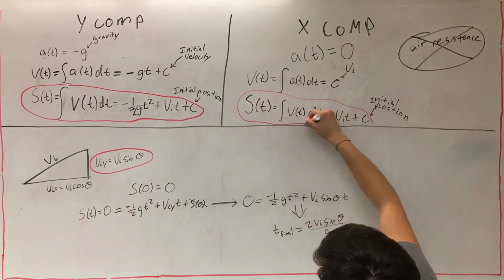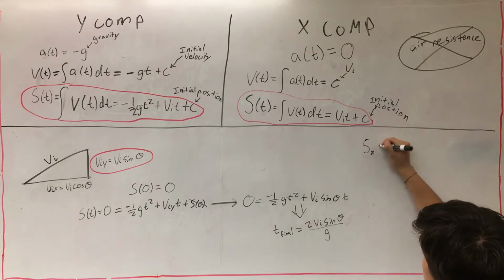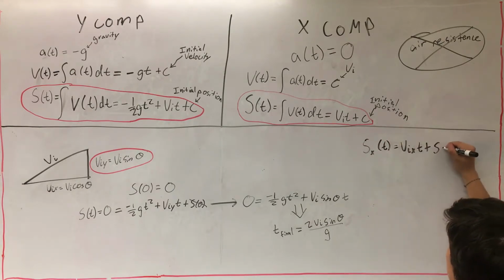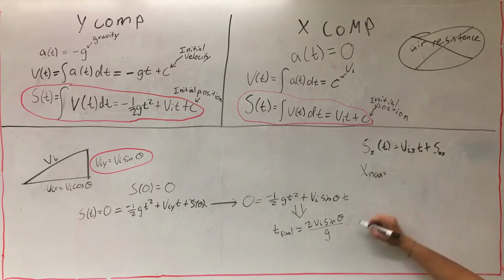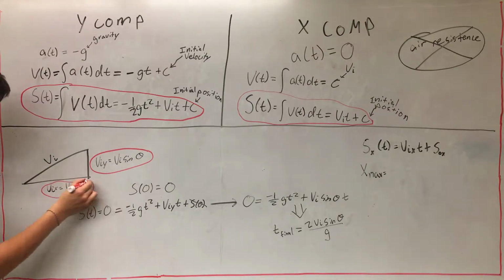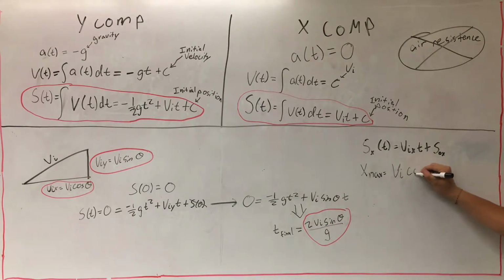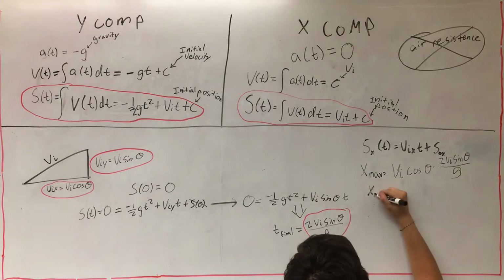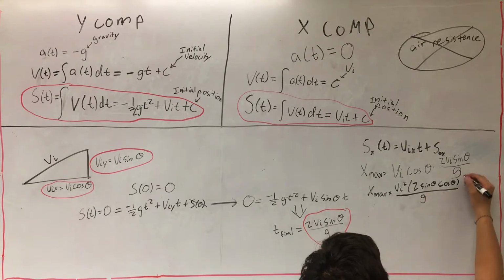So now that we know the time it will take for the object to land, we can plug this time into the x position equation and solve for the x position. Again, we know that the x initial position is 0, so we can cancel that part out. We can also plug in the x initial velocity from the trig we did and solve for the position. This gave us velocity initial squared times 2 cos theta sine theta all over gravity.